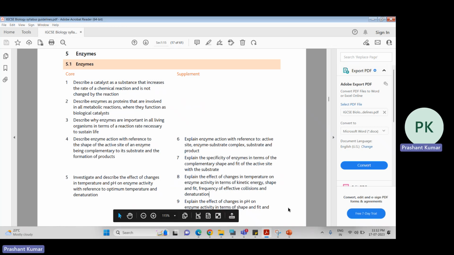And the last one, effect of change in pH on enzyme activity in terms of shape and in terms of fitness. Fitness means whether the enzyme and the substrate are going to bind on the active site or not. So that will be the discussion. So this is all about chapter 5. So let's begin.